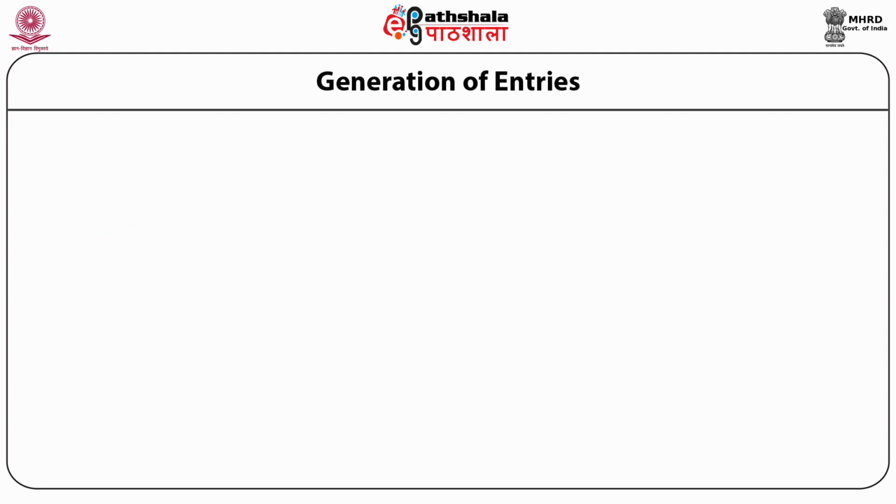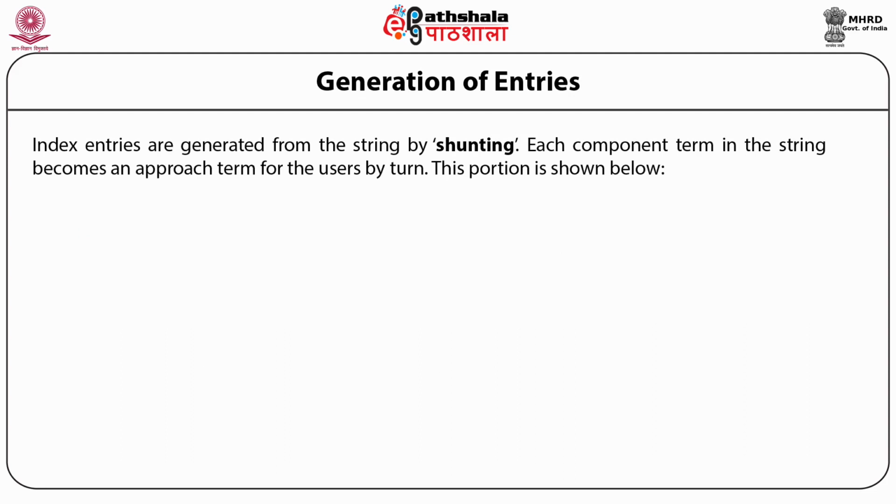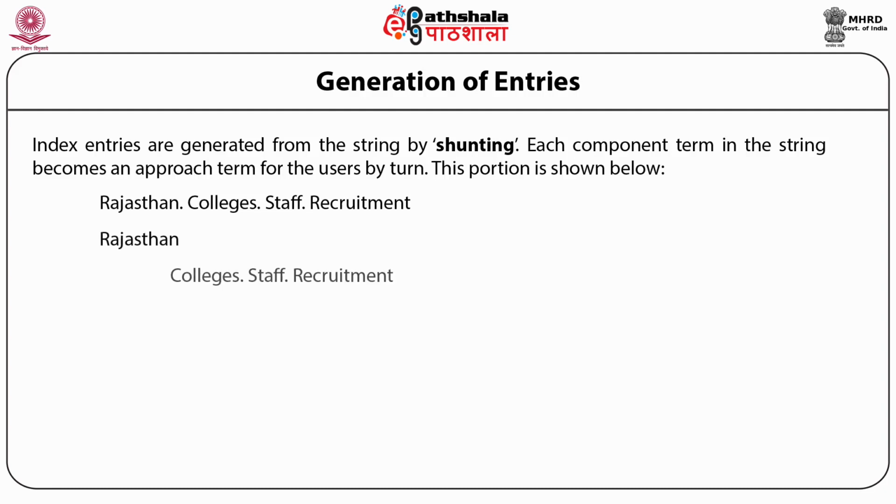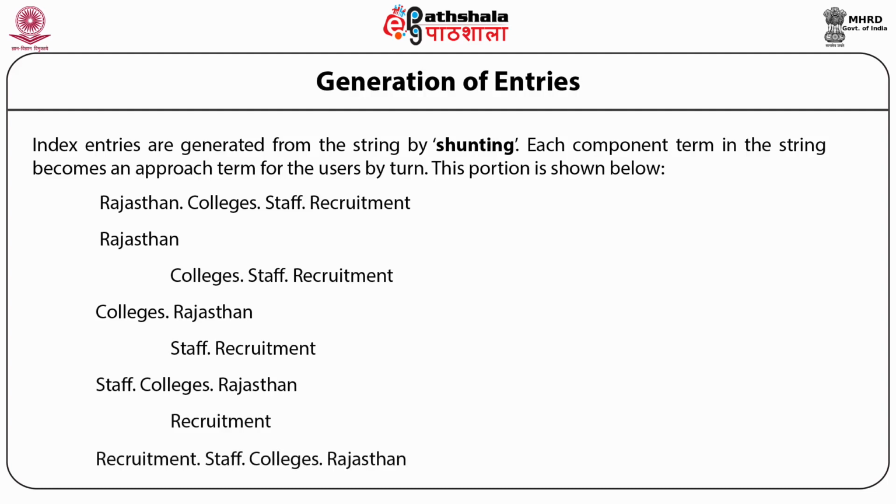Generation of entries. Index entries are generated from the string by shunting. Each component term in the string becomes an approach term for the users by turn. This portion is shown below. Rajasthan.colleges.staff.recruitment. Colleges.Rajasthan. Next line. Staff.recruitment. Staff.colleges.Rajasthan. Next line. Recruitment. Recruitment.staff.colleges.Rajasthan.